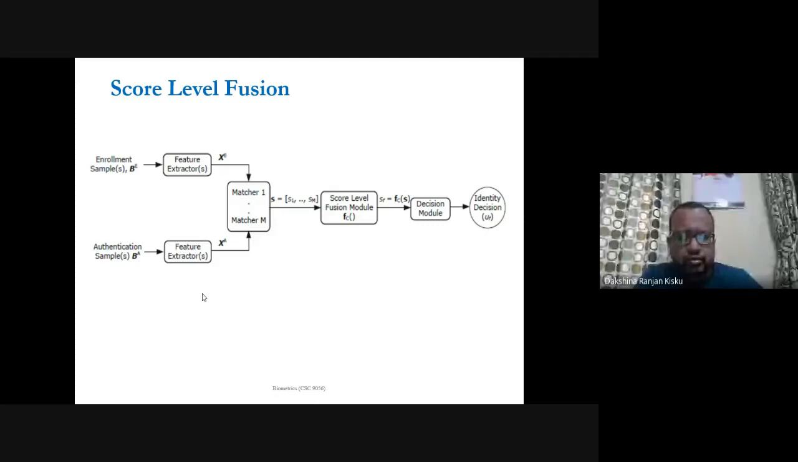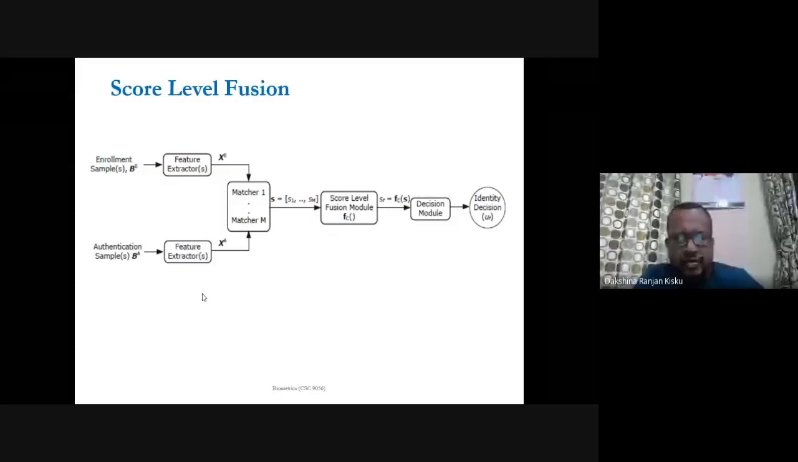Similar to feature level fusion, here we have the enrollment phase or enrollment subsystem and the authentication phase or authentication subsystem. First the feature extractor extracts the features, then we perform the matching. After matching, for m number of matchers, the matching scores are represented by s1, s2, up to sm. So s equals s1, s2, up to sm are m number of matching scores obtained from m number of matchers. Now we go for score level fusion.